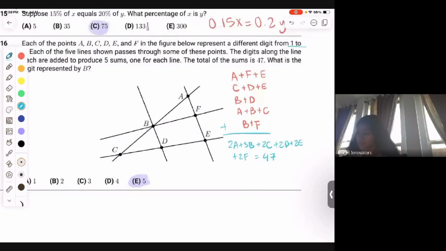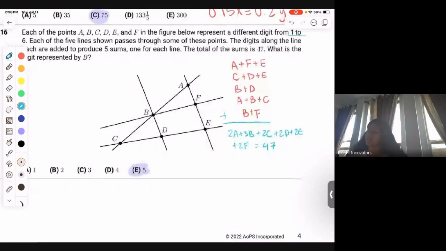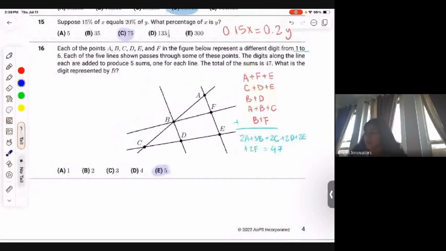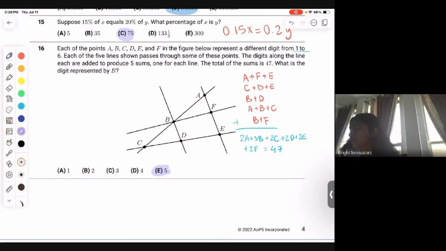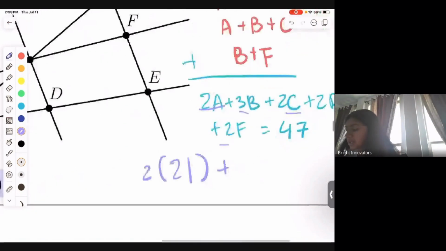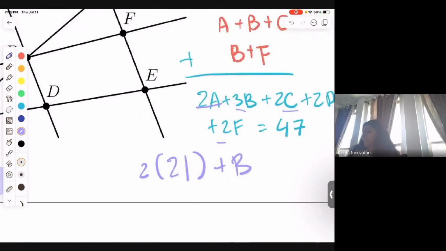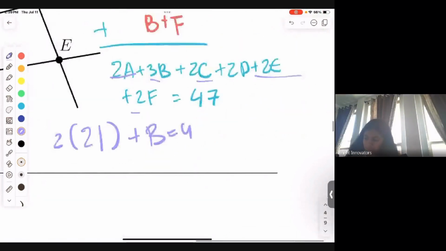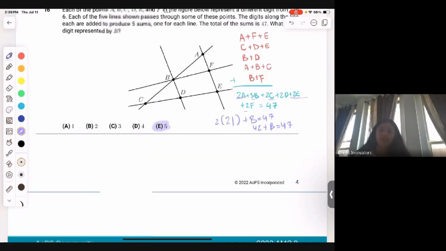So basically what he did was, because A plus B plus C plus D plus E plus F is the same as the digits from 1 to 6, since all of them are different digits, if you add all those up, it's 21. But since there's at least 2 of all of these, there's 2 of all that plus B, because there is 3B instead of 2B. So that equals 47. So 42 plus B equals 47, and then B equals 5. So yeah.